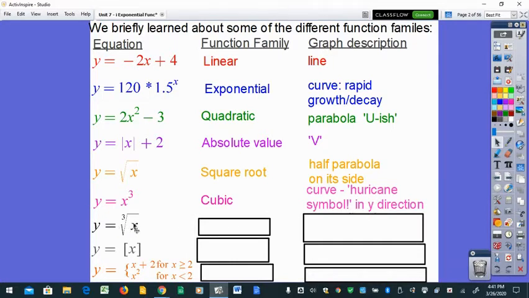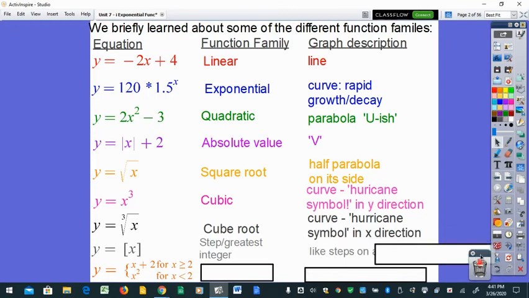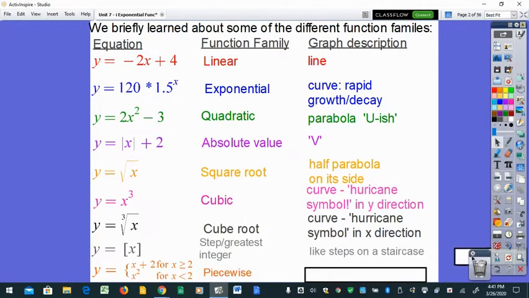Now the next one is the cubed root, and that still has that same hurricane symbol, but it stretches out in the x direction. This was the greatest integer function, or also known as the step function, and it looks like a series of steps or a staircase. And this one is the one that you guys weren't crazy about. This is the piecewise function. So a piece of one, a piece of another kind of function. And, you know, it depends on what functions you're graphing here in order to be able to describe the graph.